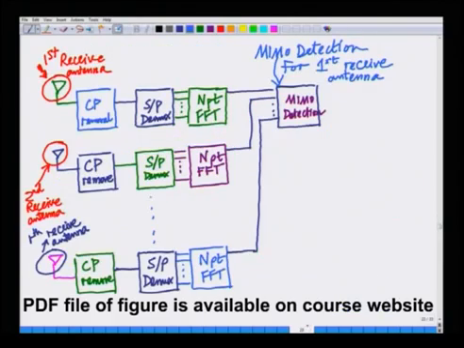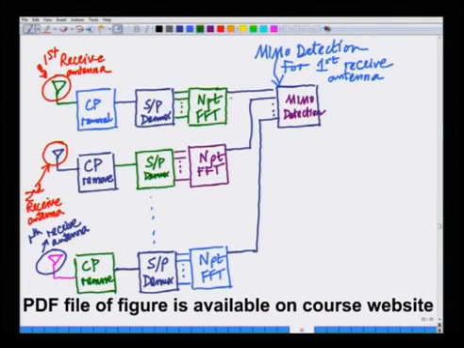And we had started looking at the corresponding receiver schematic. We said at each receiver we repeat the same thing. I remove the cyclic prefix, parallelize it, compute the N-point FFT, and now across each subcarrier I need to perform a MIMO detection. So, let me complete this module over here.